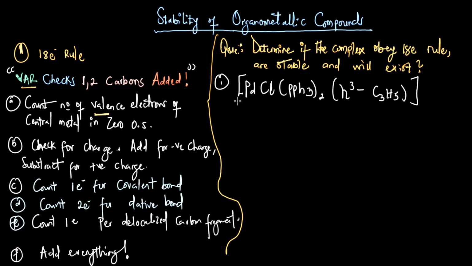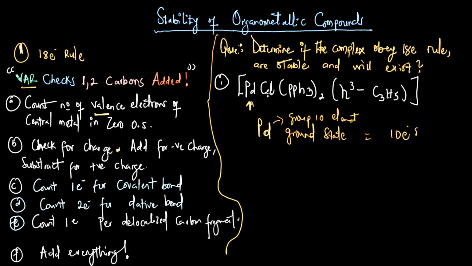So looking at this, this is the central metal, right? The oxidation state of this in ground state equals 10 electrons, because recall that this is a group 10 element. So the valence electron count of this central metal is 10 electrons, right? The next thing you need to check for is the charge.